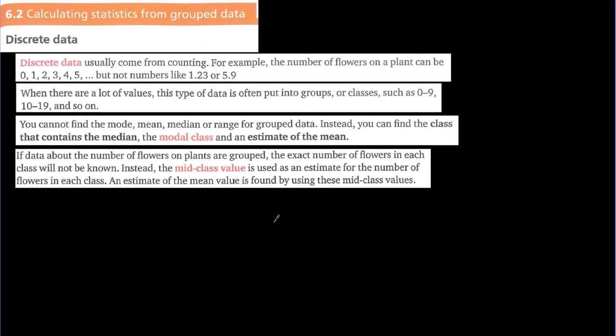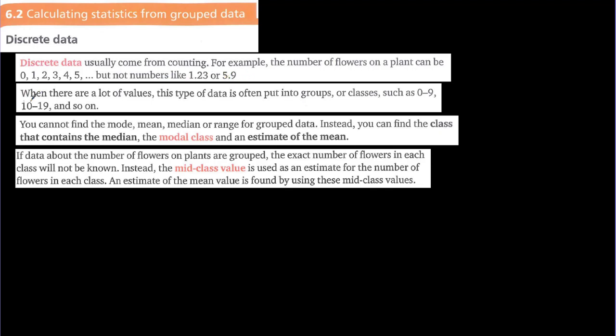Hi there students, we are continuing the second video of the chapter, calculating statistics from grouped data. The first definition is discrete data. Discrete data usually comes from counting numbers, here 0, 1, 2, 3, 4, 5. Generally these are discrete data values, but not numbers like 1.23 or 5.9.